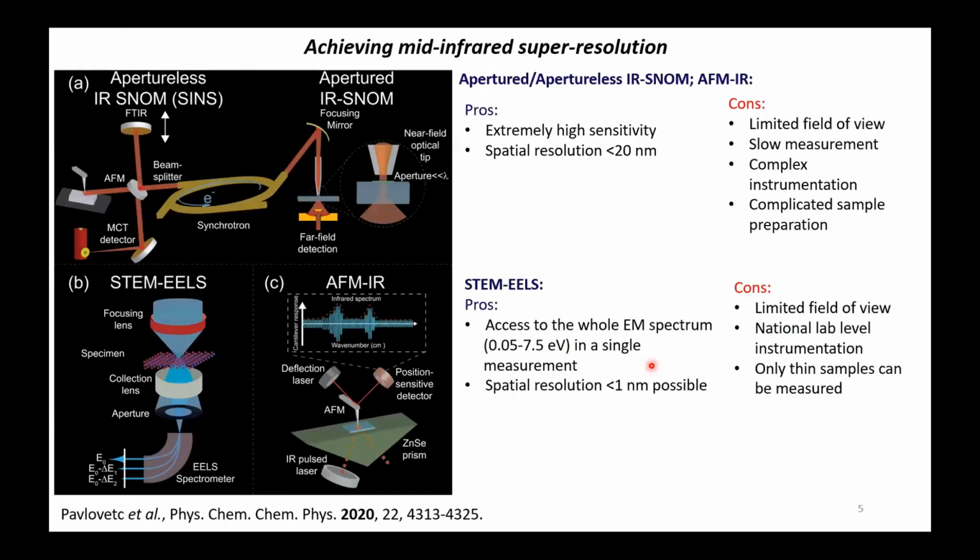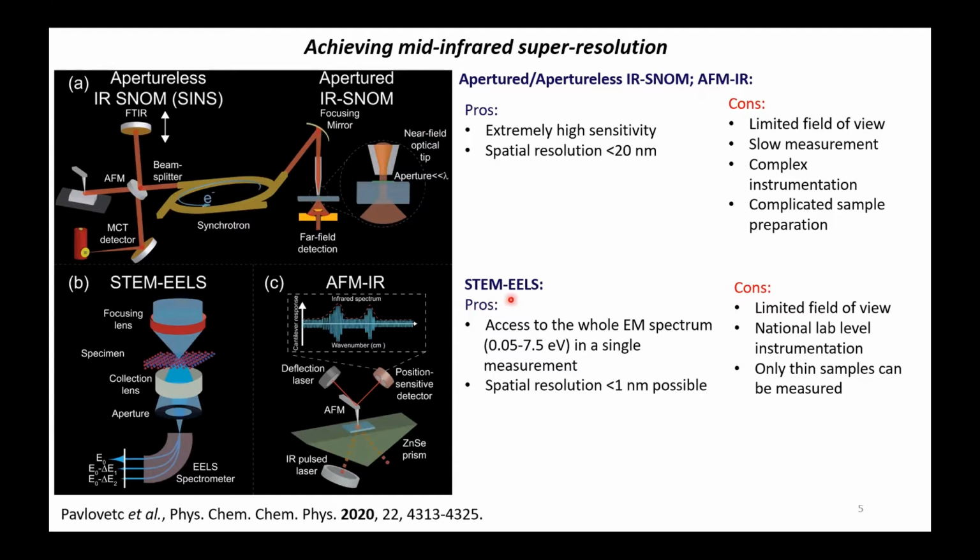Of course, people were developing ways to break this resolution limit, and it all started in the late 90s with coupling infrared radiation to near-field optical techniques and to AFM tips, AFM-IR measurements. This technology gives you very high sensitivity with extremely high resolution. Now it's down to 6 nanometers, I believe. But arguably, this technology is very complex to operate. It requires complicated sample preparation and gives you very slow measurements over a very small field of view.